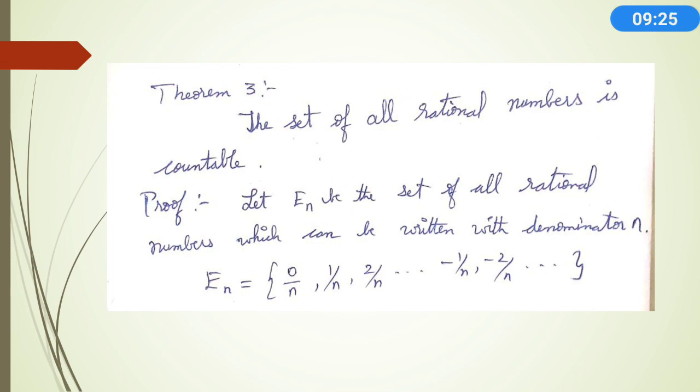So as I said, a rational number is of p by q form. So to get a p by q form, I am defining a set En to be the set of all rational numbers which can be written with the denominator n. So I am taking the denominator to be n. I am taking the general form of the rational number as En. So from this representation, all the elements are of the form p by q.